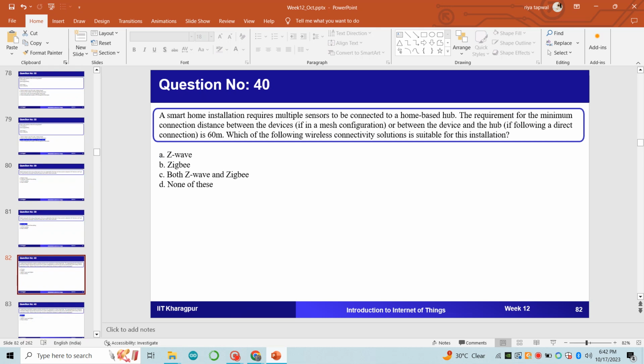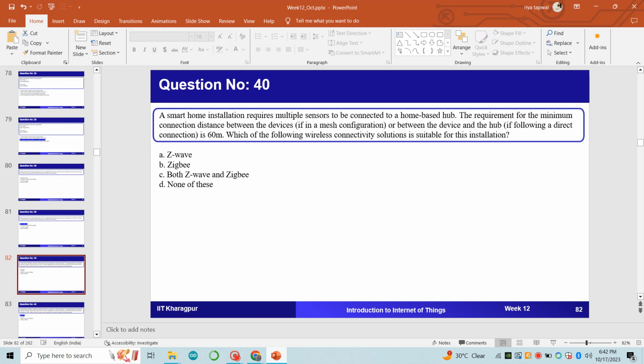Next question is: a smart home installation requires multiple sensors to be connected to a home based hub. The requirement for minimum connection distance between the devices in a mesh configuration, or between the device and hub if following a direct connection, is 60 meters. Which of the following wireless connectivity solutions is suitable for this installation? Options are Z-Wave, Zigbee, both Z-Wave and Zigbee, none of these.